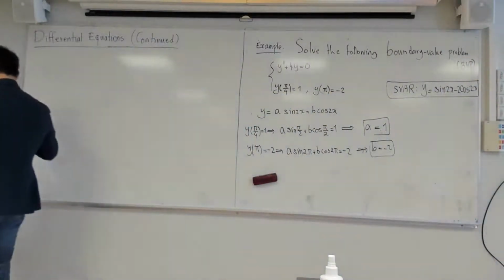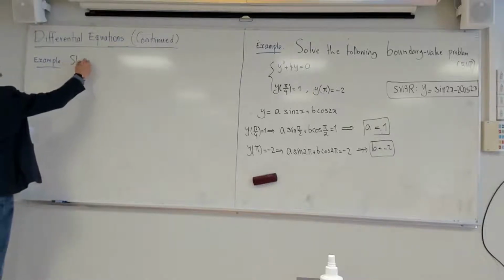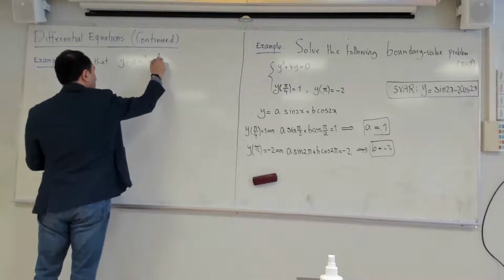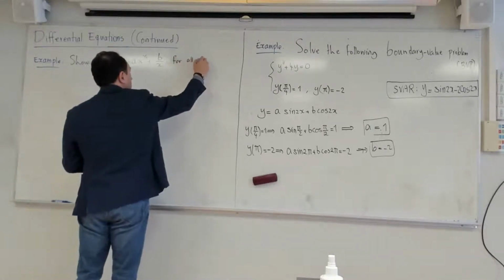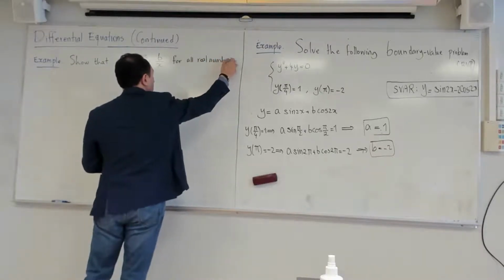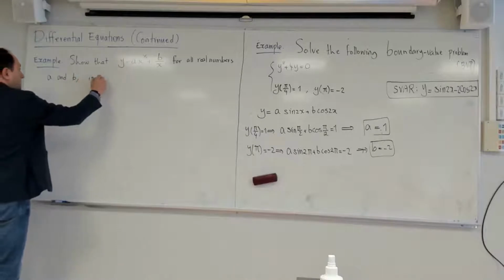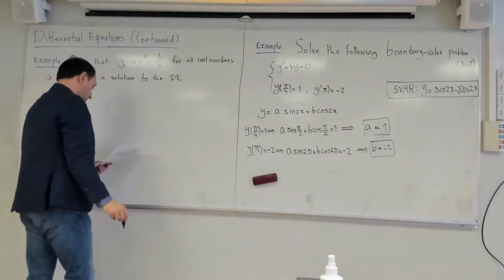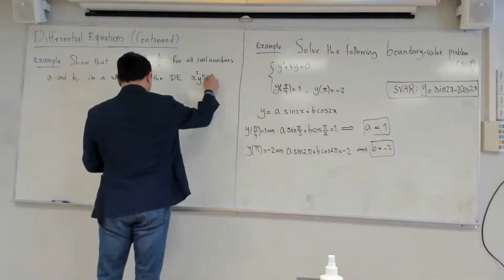Let me, for example, give you this. Show that y equals a x cubed plus b over x is a solution, for all real numbers a and b, to the differential equation x to the power of 2 y double prime is equal to x y prime plus 3y.